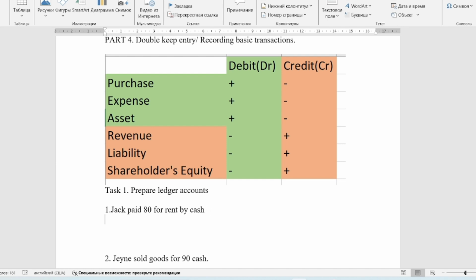Our first example is about cash and rent. Let's read. Jack paid $80 for rent by cash. From here, we can see that we have rent and cash. It is a double side effect. For rent, what is rent actually from this diagram? Rent is considered an expense. And here our expense is increasing, and an increase in expense should be written on the debit side.